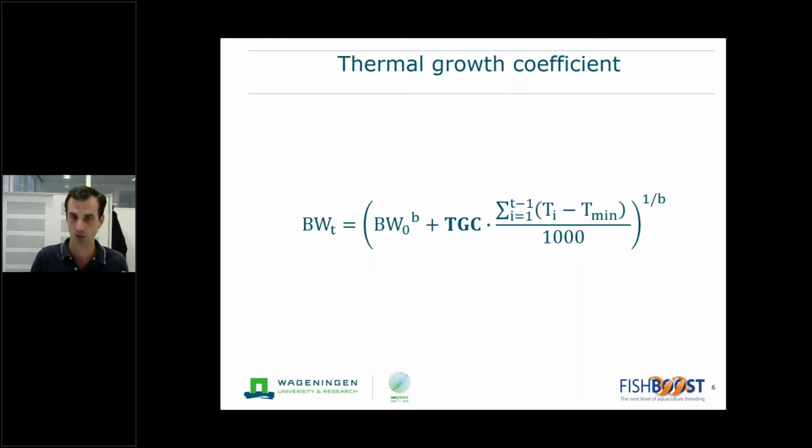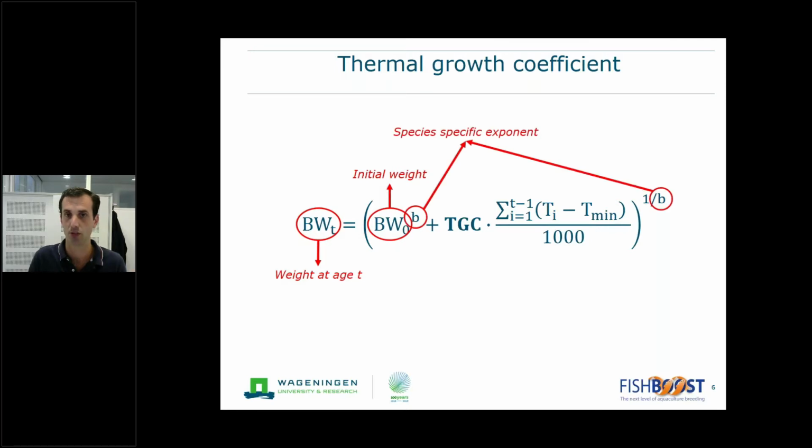This is the model that we use to describe growth. We have weight at a given age t, which is a function of initial weight, a species-specific exponent, which is 1/3 by default, but it might differ among species, and the sum of day degrees above a minimum temperature for growth. And by default, the minimum temperature for growth is 0 degrees Celsius, so it's just the sum of day degrees. But I found out that you get a much better description of growth if you use a different minimum temperature for growth, which is species specific. For sea bream, for example, it's 12 degrees Celsius.